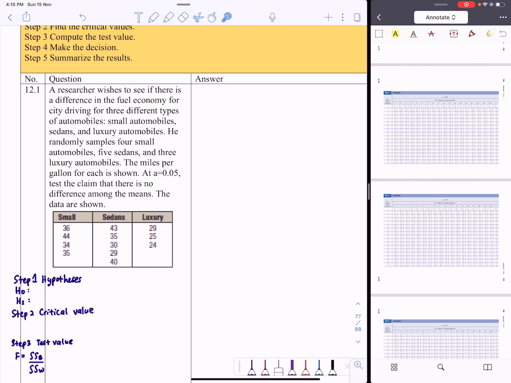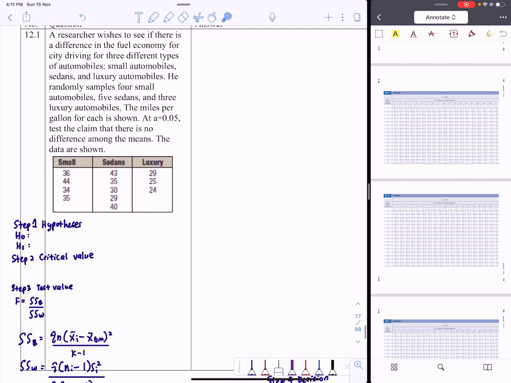Kalau dua kita guna yang kita belajar dalam bab yang ke-9, testing difference between 2 means, 2 variances and 2 proportions. Itu dalam bab yang ke-9. Tapi kalau lebih daripada 2, 3 dan ke atas, we use one way ANOVA, analysis of variance. Jadi sekarang ni kita nak check whether small, sedan and luxury have significantly different fuel consumption. Penggunaan minyak dia tu sama ke tak.